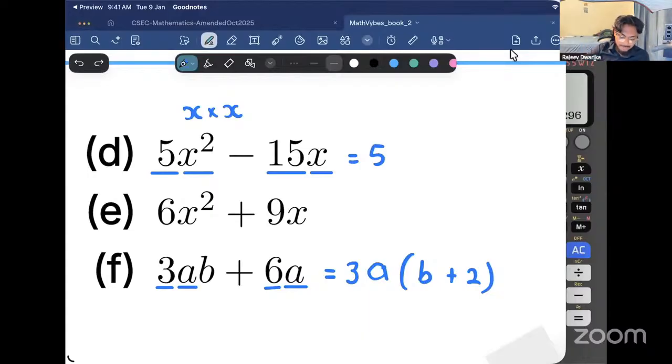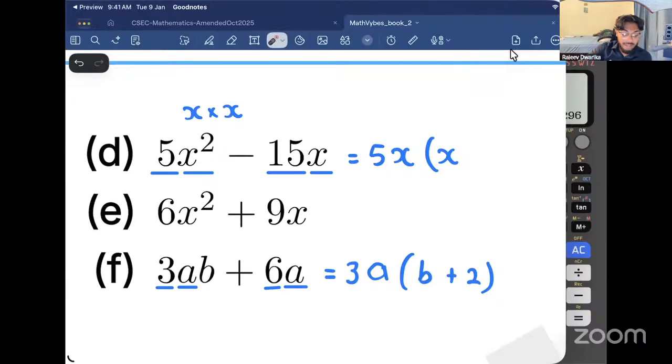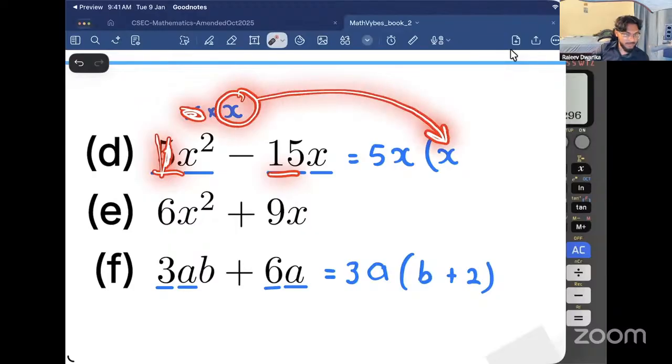But anyways, both of them have an x in common, so I can pull out the x. If I pull out the x, what would I write in the brackets? Right. So if you pull out 1x, you will have another x remaining. Exactly. Correct. So I go write x. And let me just make sure you understand that. I pulled out the 5. Next thing, I pull out an x because I have an x in common. So the only thing I'm left with is the x.